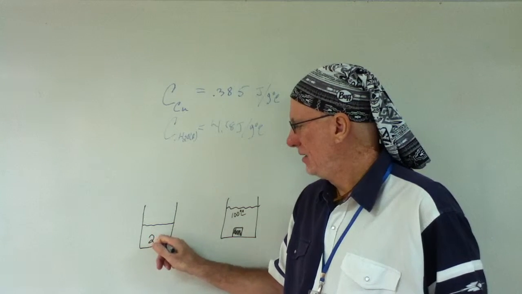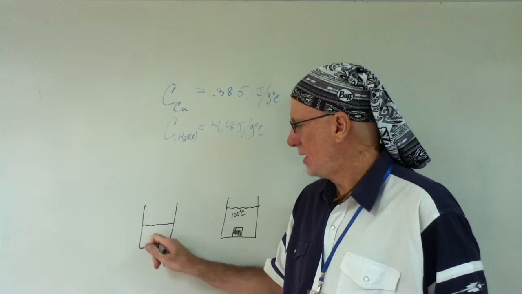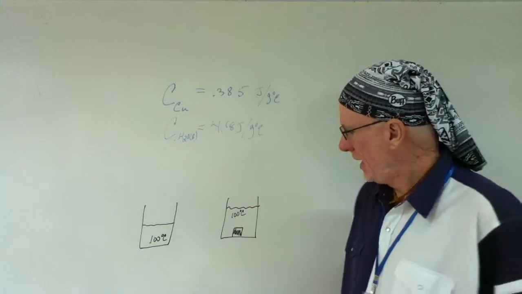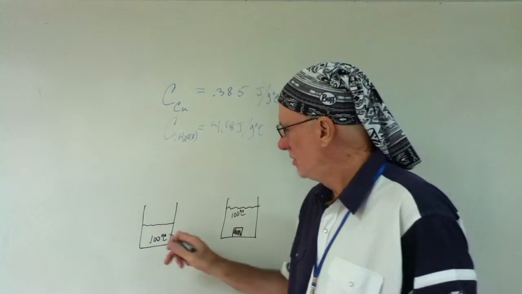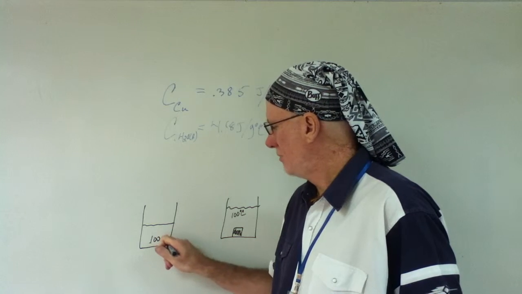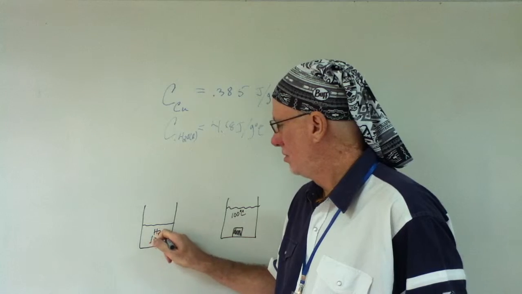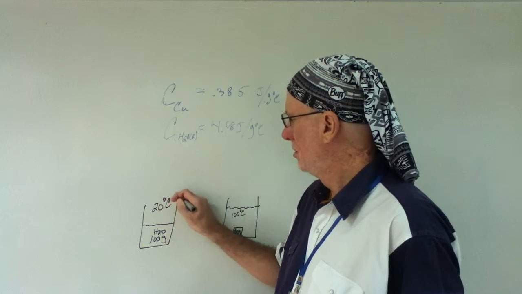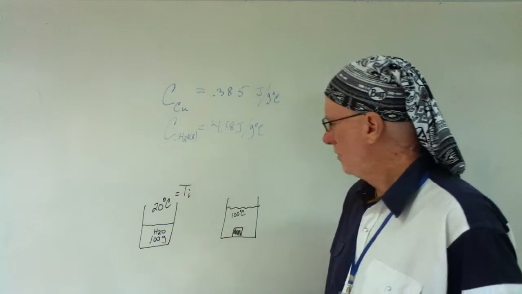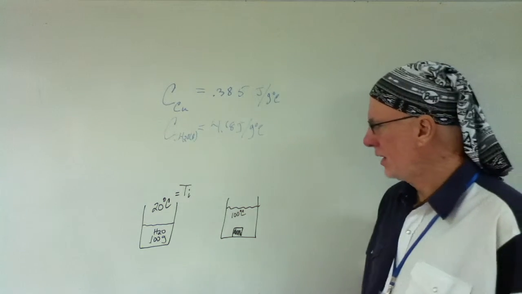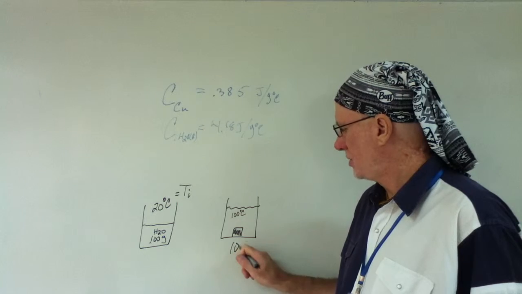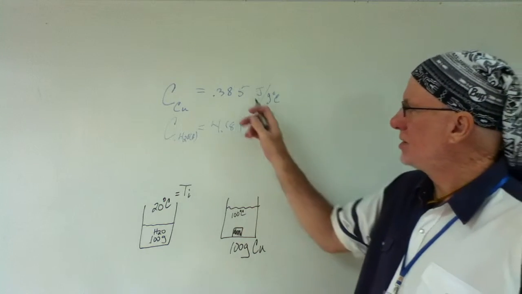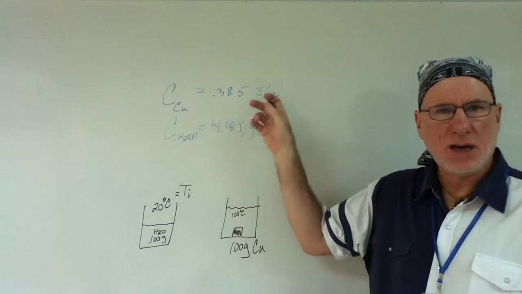Well, let's say 100. Let's go crazy. 100 degrees Celsius of water. Okay? Is that okay? And I take, you know what? I take 100 grams of water. Sorry, that's 100 grams of H2O. And we're going to say it has a starting temperature of 20 degrees. And that's going to be Ti. Right? Yes or no? Okay, and we're going to say that this is going to be 100 grams of copper. Okay, yes?